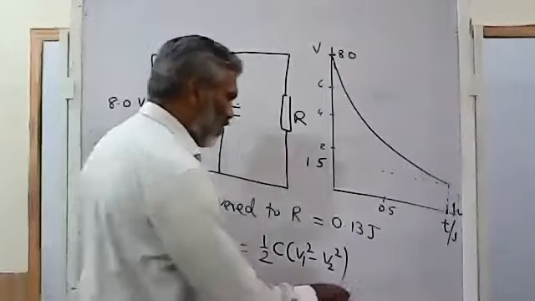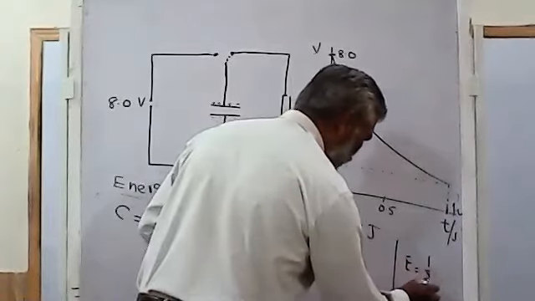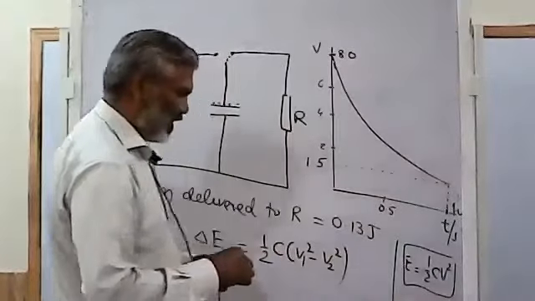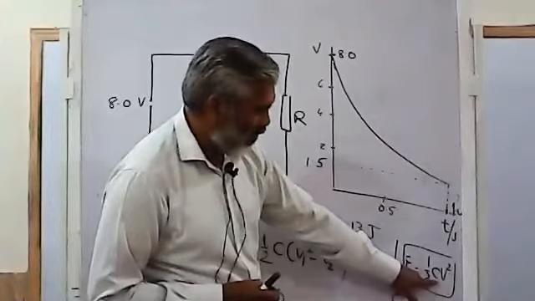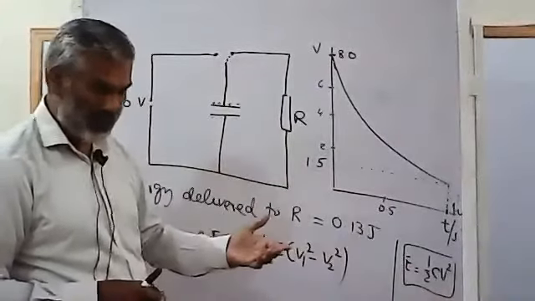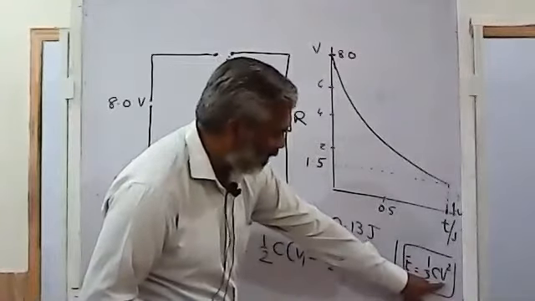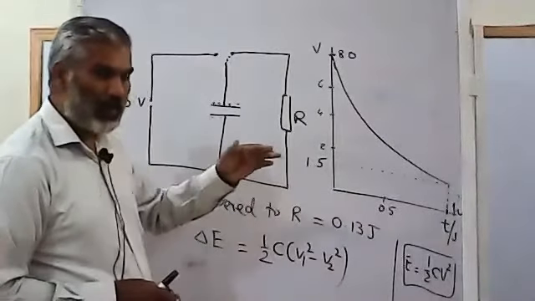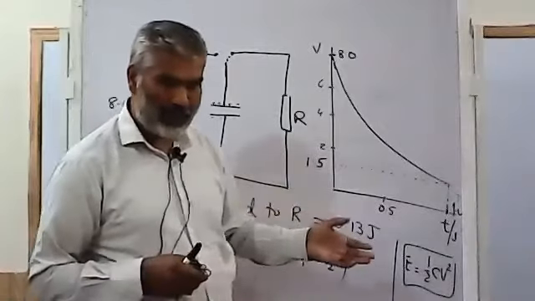This is the same formula we learned earlier, that energy is 1/2 CV squared. That means initially we use 8 here. If I know the capacitance, I will have the energy stored on the capacitor. One second later, I'll use 1.5 here, and I know the energy stored with that potential difference across it. So I can take the difference of the two.